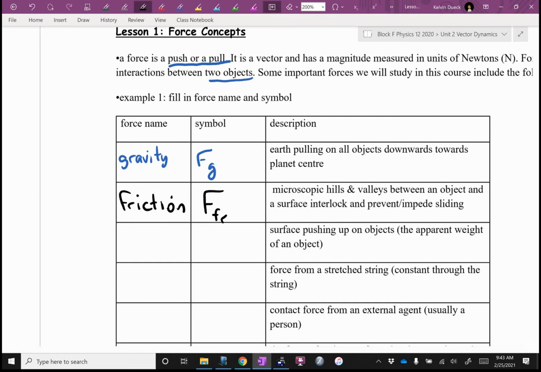What did we call it when a surface pushed up on an object to prevent that object from sinking into it like quicksand? Or when a wall pushed sideways on an object to prevent an object from sinking into the wall like quicksand? What force was that? We called that the normal force. Symbol F_n. By the way, look up, don't write this down.